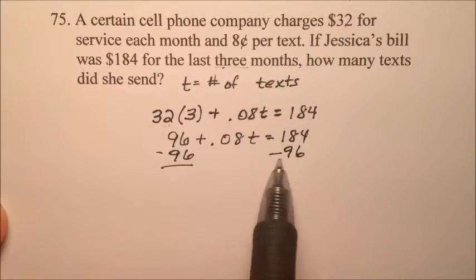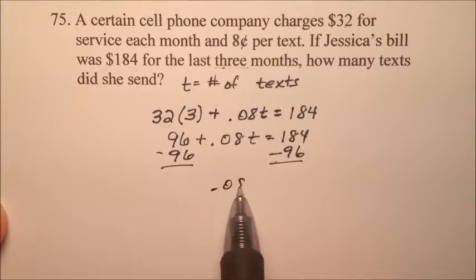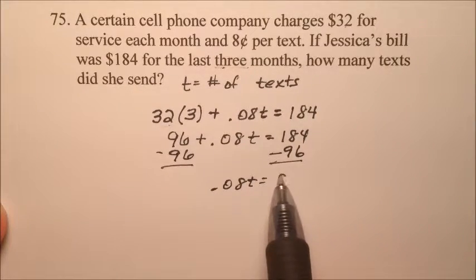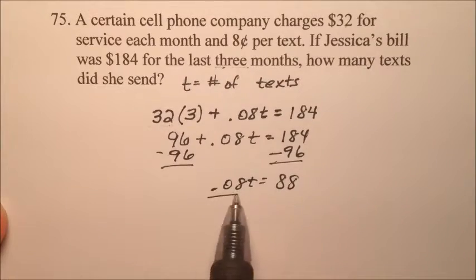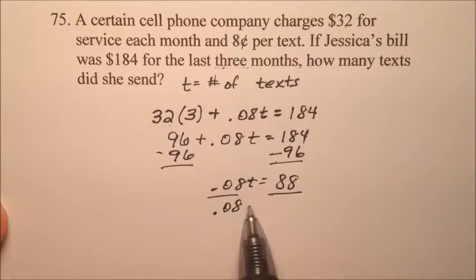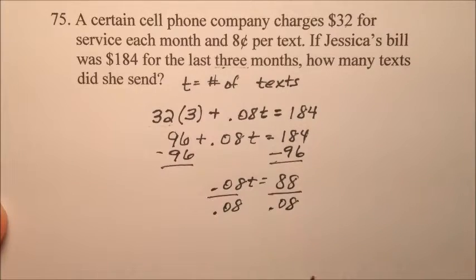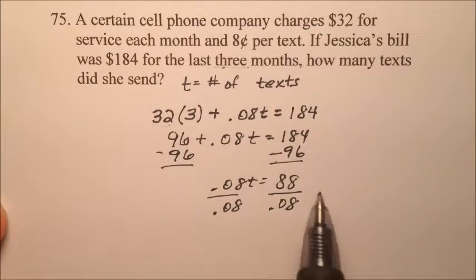Let's go ahead and subtract 96 from both sides. And we get 0.08t equals 88, it looks like. And then we're going to divide by 0.08. So sometimes we have troubles dividing by these decimals, so here's what you can do.